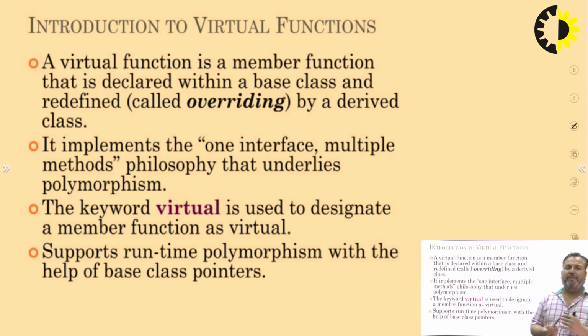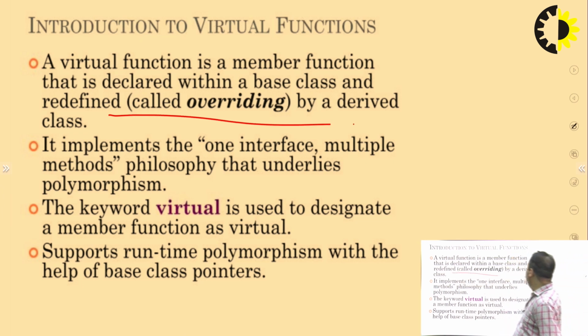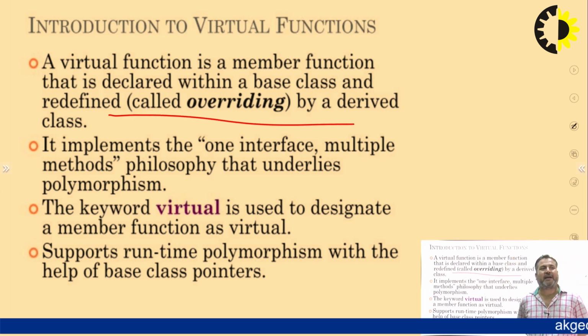Okay, so let's see the introduction to virtual functions. We just know the base class pointer and derived class pointer, and we have seen that we could even downcast using the derived class pointer. A virtual function is a member function which is declared within a base class, and this could be redefined by a derived class, and this redefining is called function overriding.